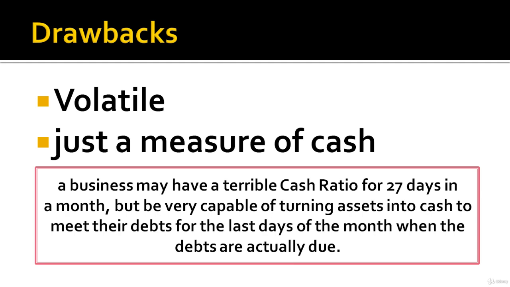Therefore, for example, a business may have a terrible cash ratio for 27 days in a month, but be very capable of turning assets into cash to meet its debts for the last days of the month. When the debts are actually due in situations like this, you can see why the cash ratio wouldn't be very helpful if relying on this measure during those first 27 days.